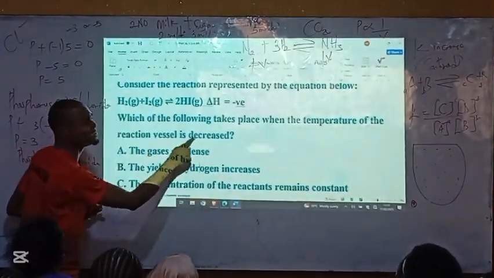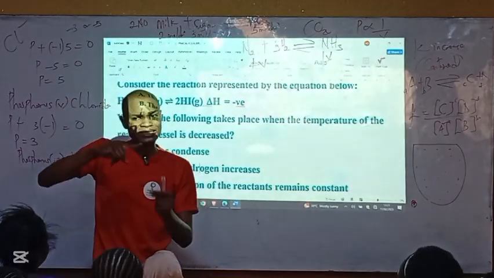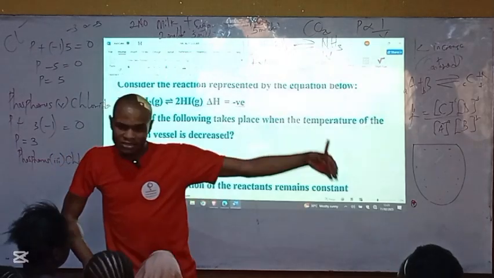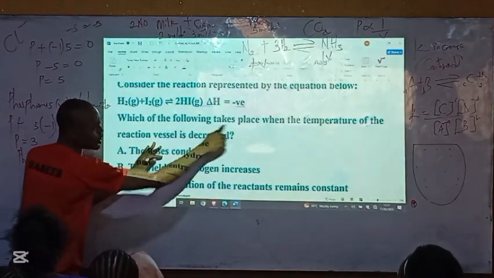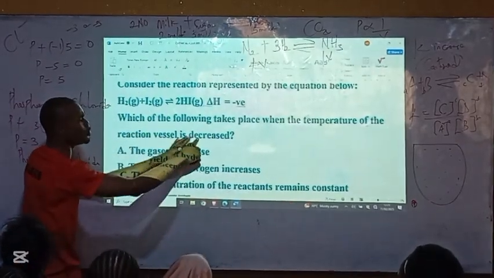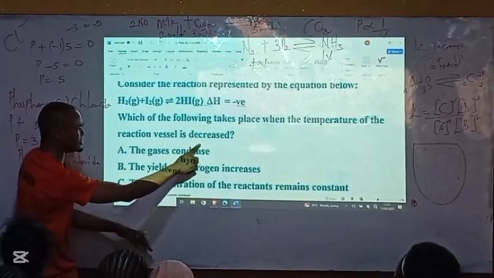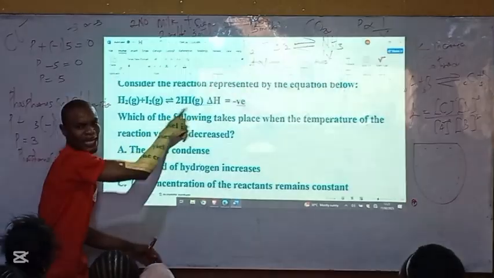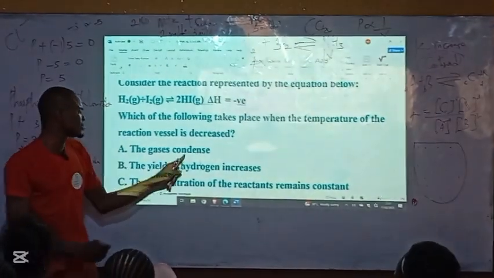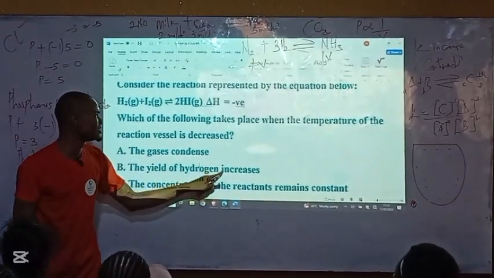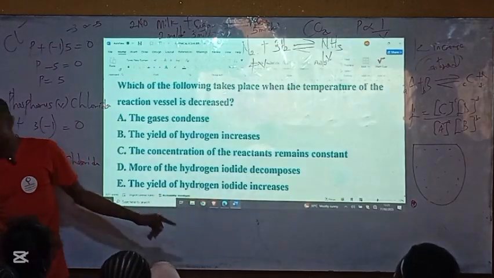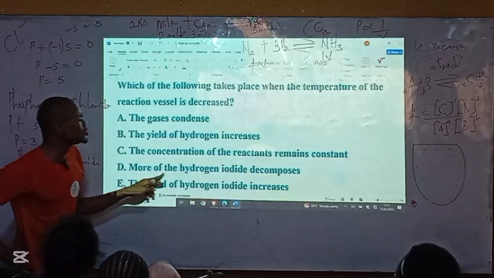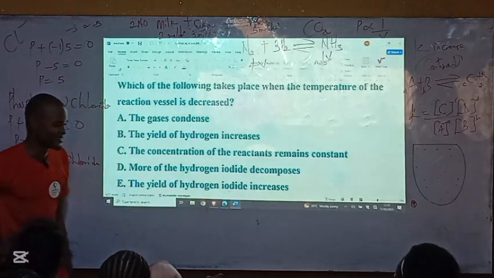When the temperature of the vessel is decreased, for exothermic, when you increase temperature, it favors the backward reaction. When you decrease temperature, it will favor the forward reaction. If the temperature of the reaction is decreased, the forward reaction will be favored, right? Which means more hydrogen iodide gas will be formed. The gases condense, the yield of hydrogen iodide increases. I love this question. Concentration of the reactant remains constant. More of the hydrogen iodide gas decomposes.